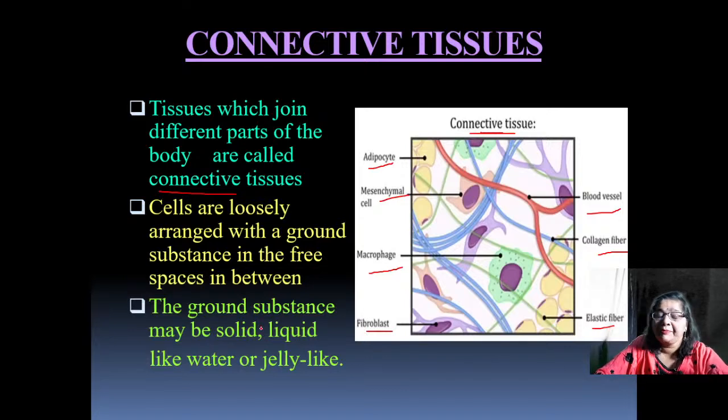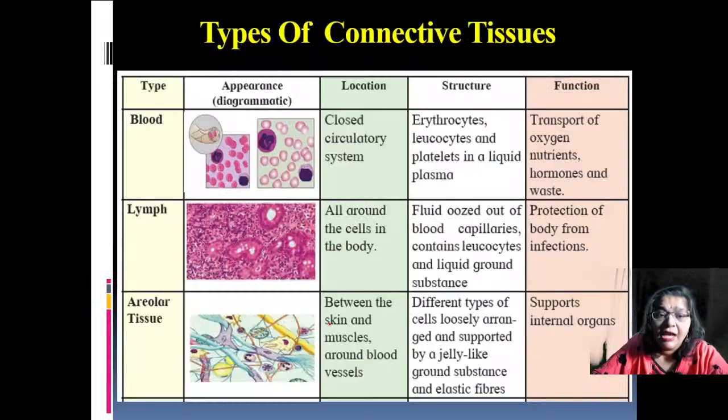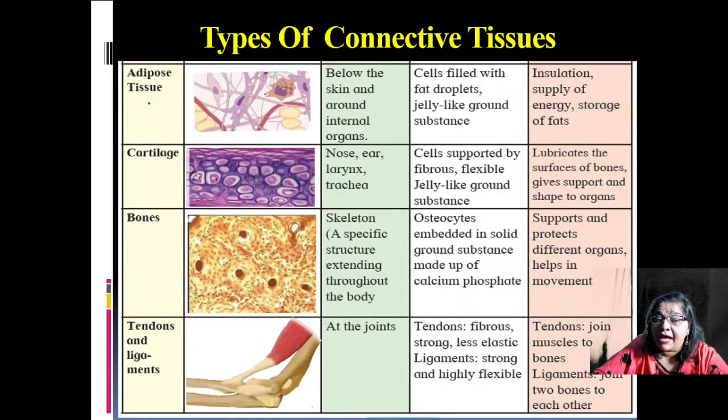The ground substance may be a solid substance, it might be liquid like water, or sometimes it might be jelly-like also. So the matrix can be solid, liquid, or jelly-like, based on which different types of connective tissues are formed. Let us see the different types of connective tissues now. We are going to study the basic types of connective tissues, which are blood, the lymph, the areolar tissue, the adipose tissue, the cartilage, the bones, and tendons and ligaments.